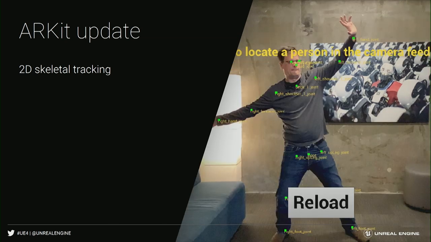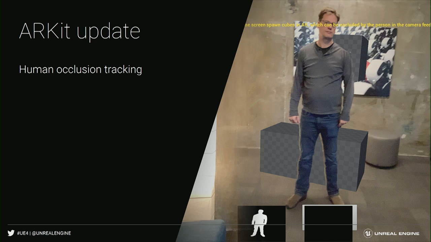2D skeletal tracking follows a similar path to 3D. Here you can see it in action with various joints annotated in 2D space on an iPad screen. I tried to strike a good pose here to make this slide more interesting. Yeah, it didn't work. Finally, human occlusion tracking.